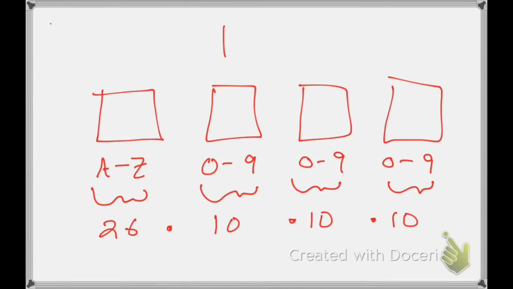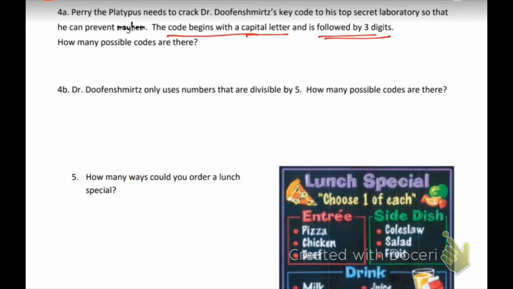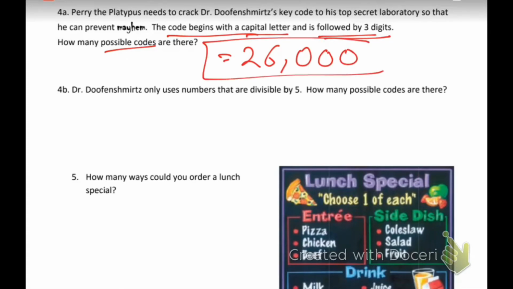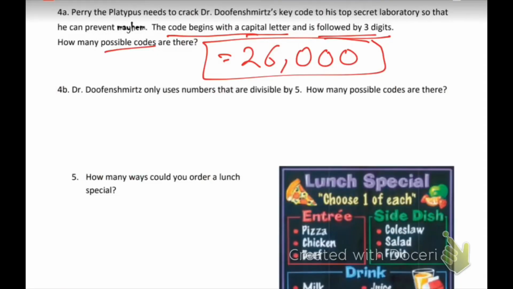So using the fundamental counting principle, I multiply all these together, and given the situation, the number of possible codes for this given block is 26,000 different possible codes there. And that's just using a 4-part code. So picture your iPhone. If you have a 4-digit code there, how many possible ways could you enter a code?